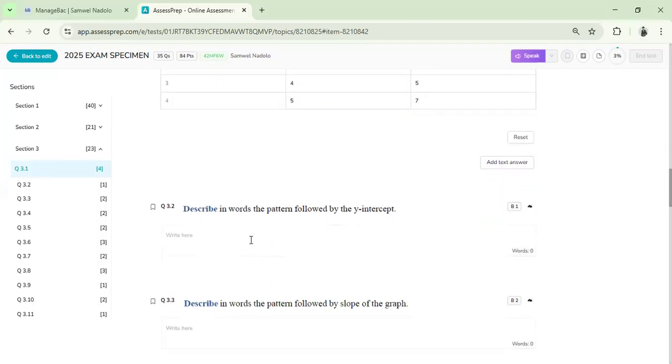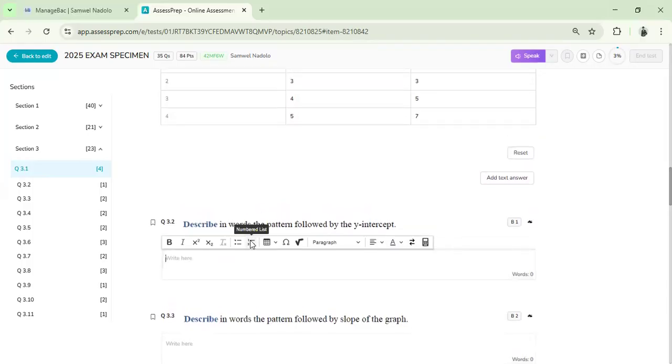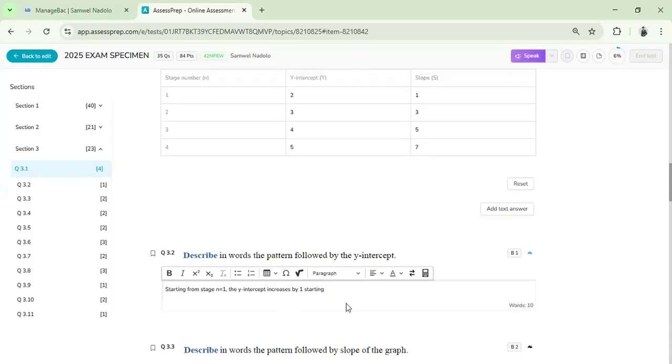Okay, describe in words the patterns followed by the y-intercept. So you will say, starting from stage n equals 1, the y-intercept increases by 1, starting from 2. Where do we start? We start at 2. So write that, then score your marks.